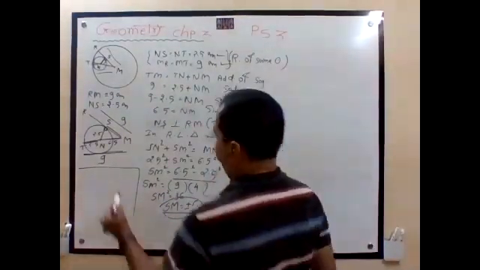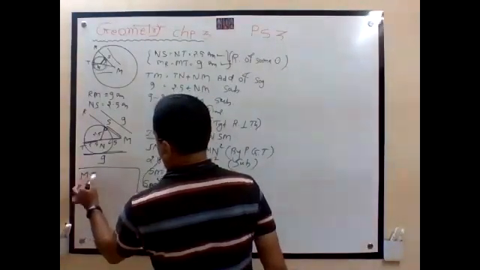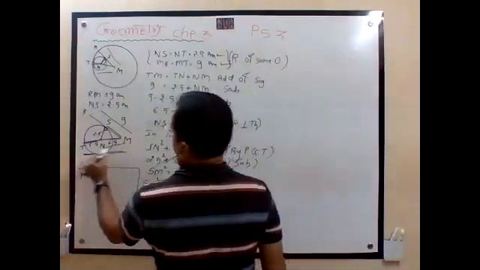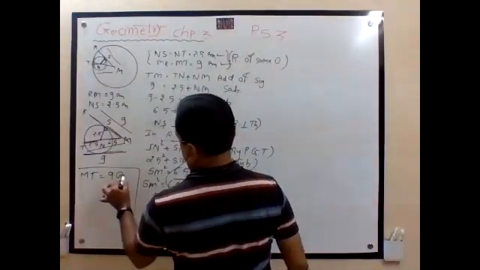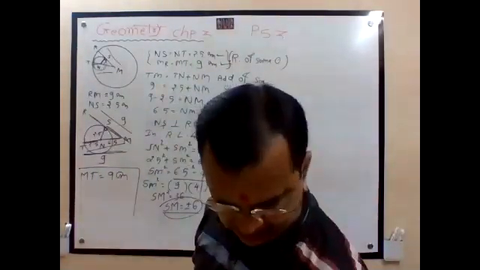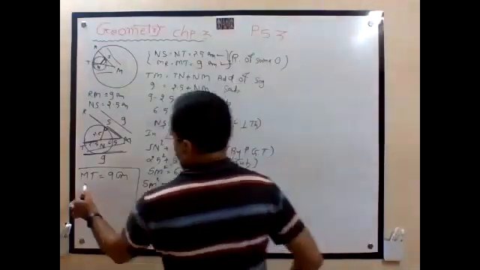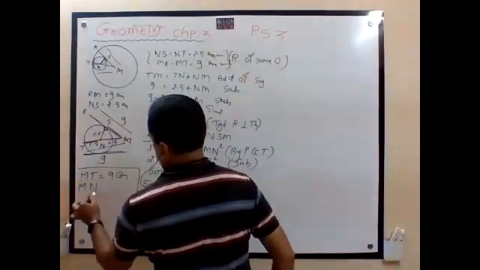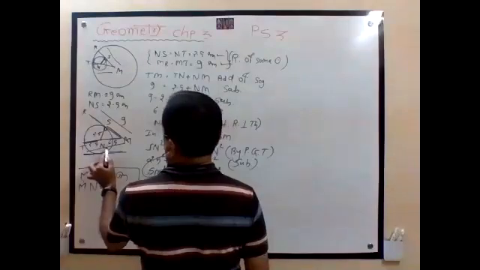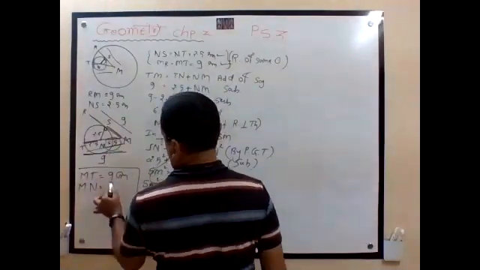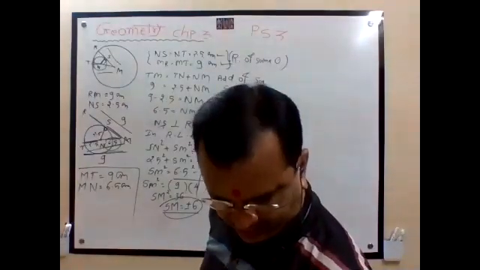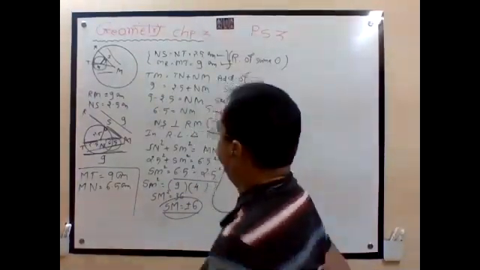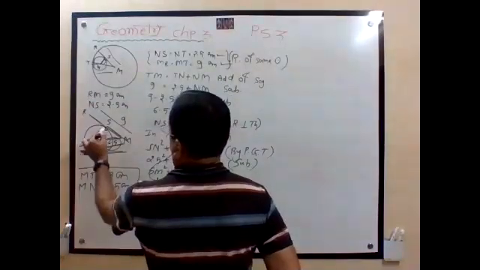Question number one, MT. So what is MT? This is equal to 9, the radius of the bigger circle. MN, that we got, 6.5 centimeters. Find the measurement of NSM.